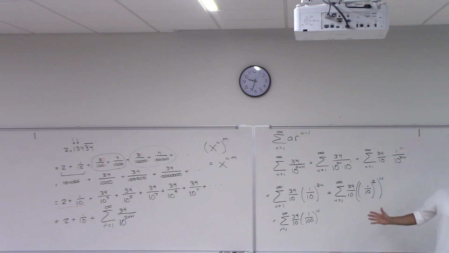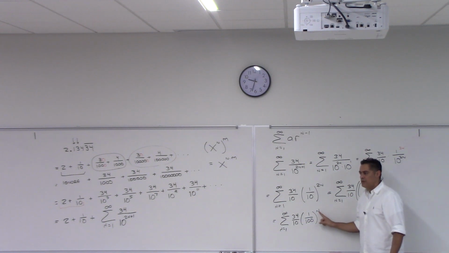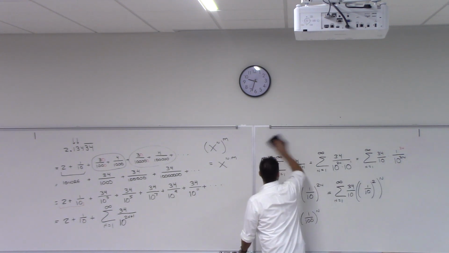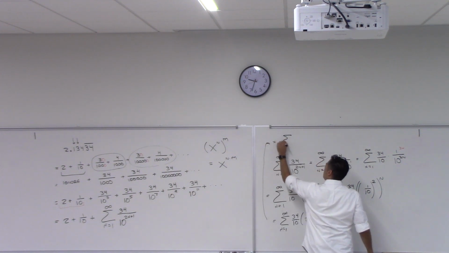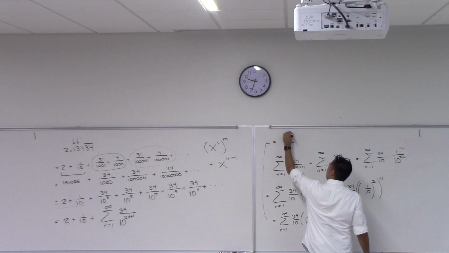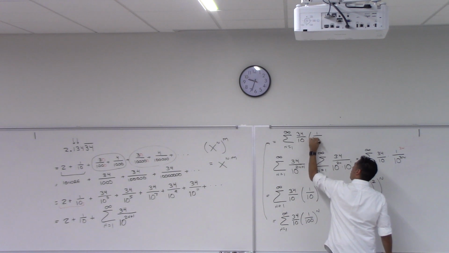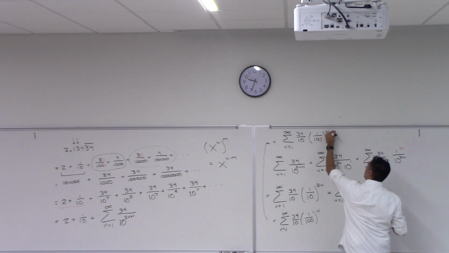Now, finally, I've got an n here. And so I can do my little -1 plus 1 right there. I'm going to have to come back up here. So continuing, the sum from n equals 1 to infinity of 34 over 10, and then 1 over 100 to the n, and here comes -1 plus 1.